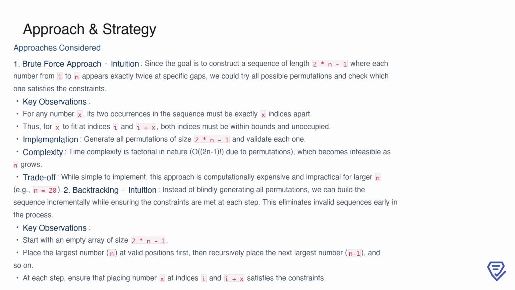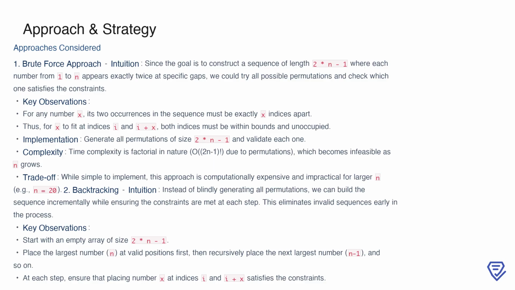When tackling this problem, one of the first approaches to consider is a brute force method. The intuition here is straightforward, since each number from 1 to n must appear exactly twice in the sequence, with specific gaps between their occurrences. We could try generating all possible permutations of the sequence and check which one satisfies the constraints.